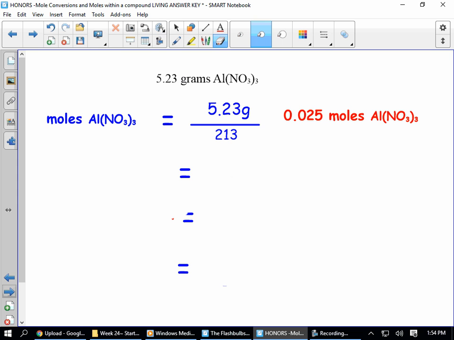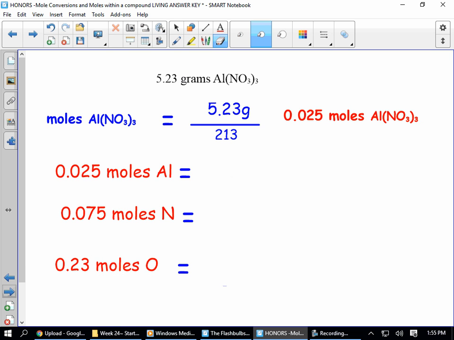Now I'm going to do 1 times this for aluminum. How many nitrogens do I have? 3 times that number for nitrogen. And how many oxygens do I have here? Good, 9 times that number for your oxygen. Now I'd like the mass of each of these, so pause if you haven't figured it out.